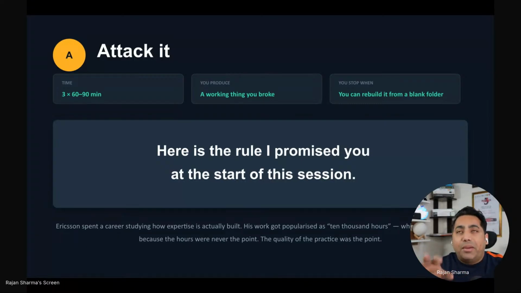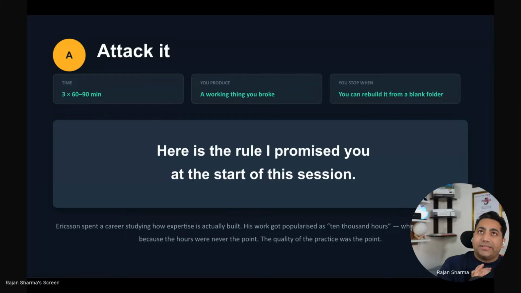So attack, if you remember, we discussed build, break, and rebuild. That's what we discussed in the past. There's a specific research done by Andres, I think Andres, yes, who spent his career mostly around how expertise is actually built.